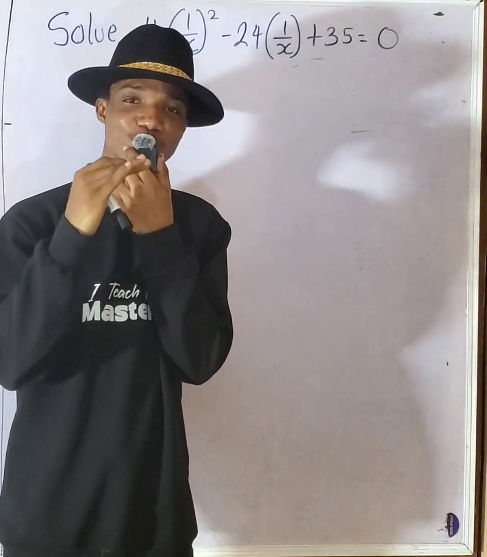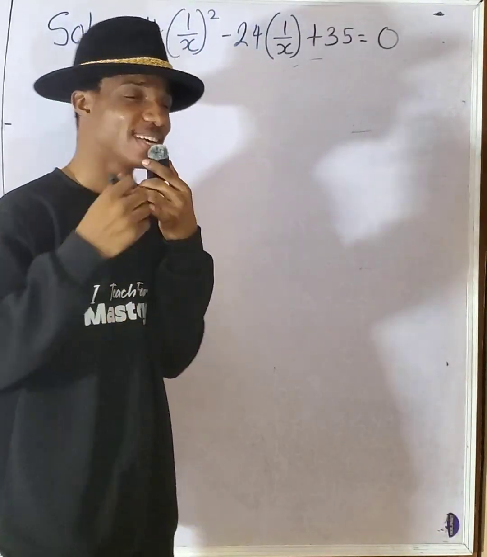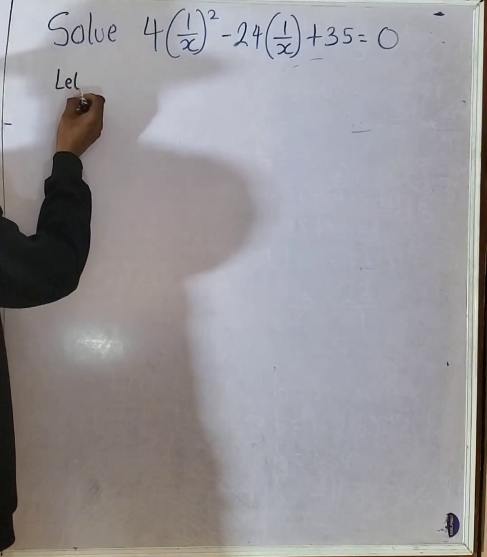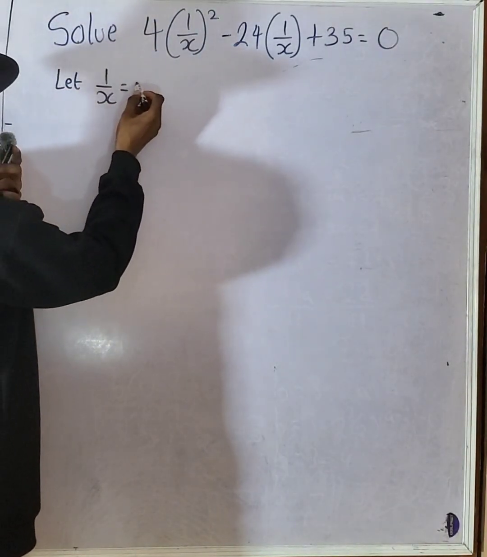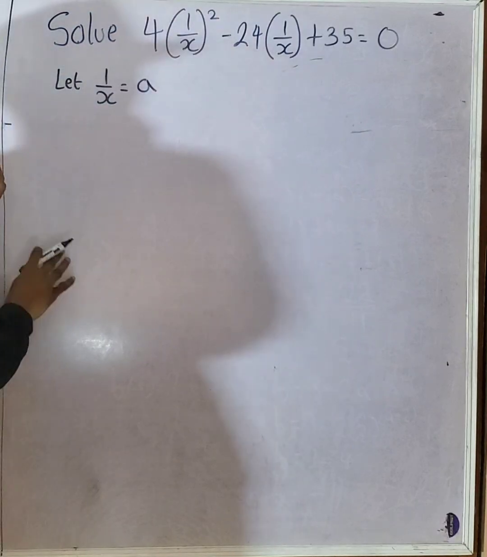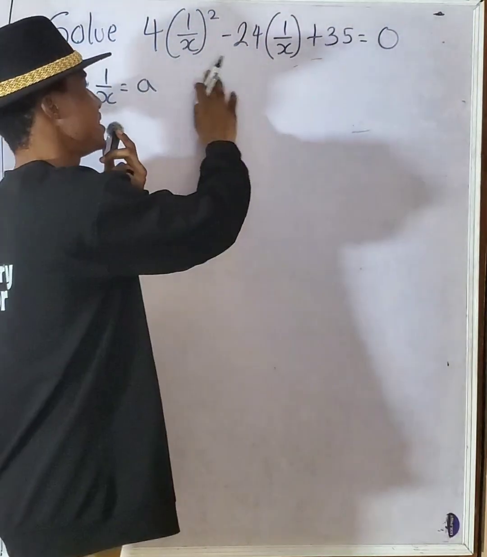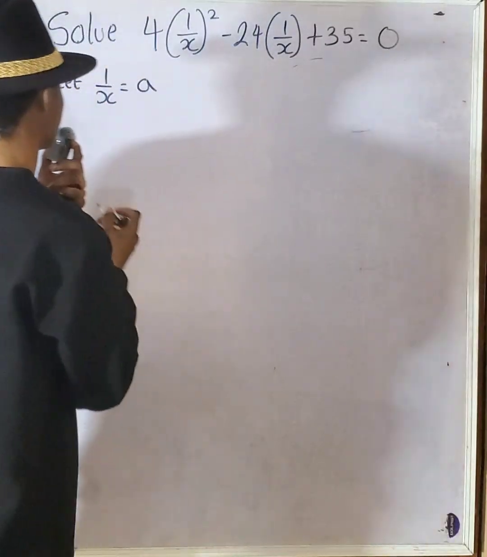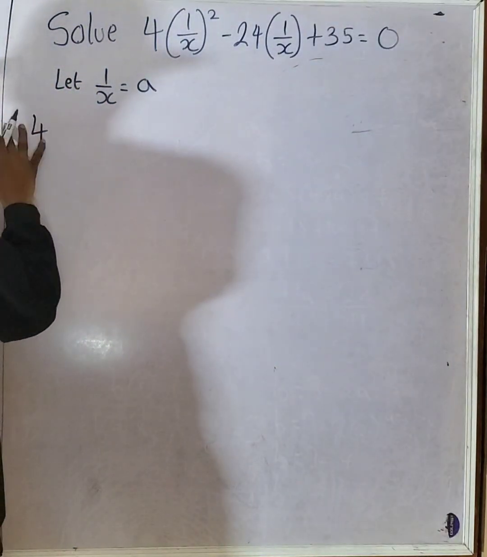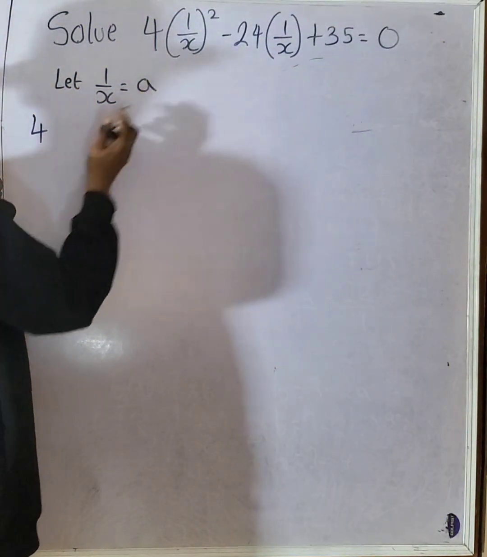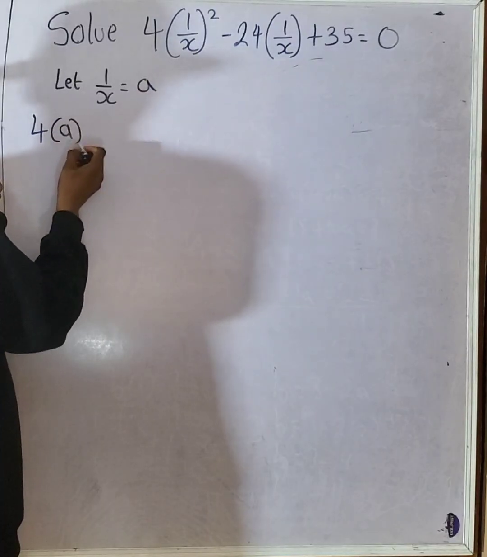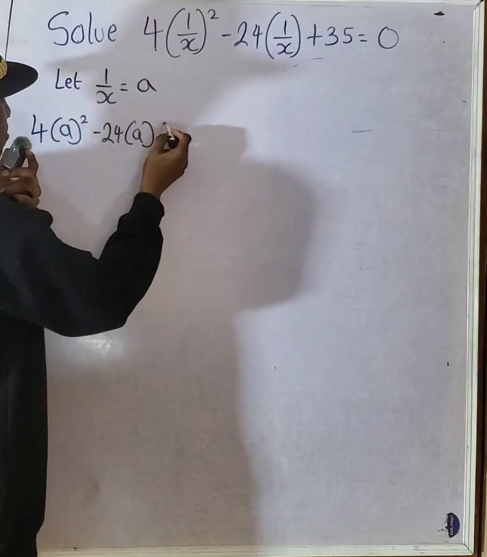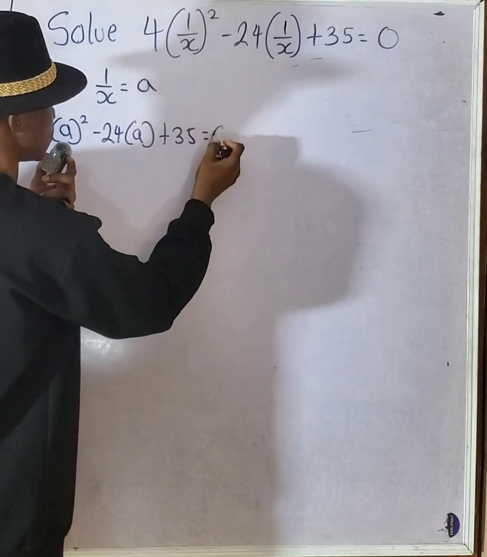Just pay attention. I'm going to show you a more excellent way to do that. Do you know that we can say let 1 over x equal a? Do you understand? So anywhere I see 1 over x in this equation, I'm going to replace it with a. So the equation becomes 4 multiplied by a squared minus 24 multiplied by a plus 35 equals 0.